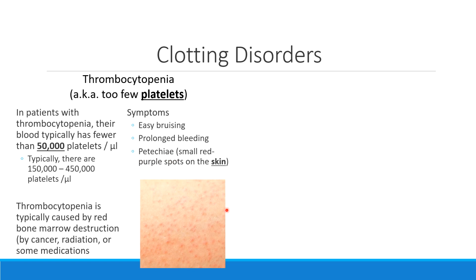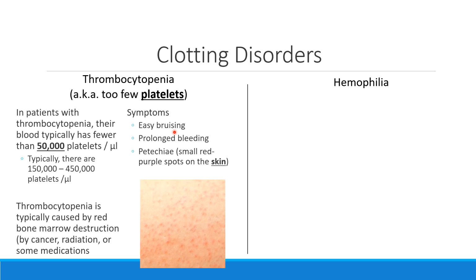So petechiae, like we see in the picture here, are small red or purple looking spots that we find throughout the skin. What causes these petechiae is that the little tiny blood vessels in the skin rupture, but we're not able to close them fast enough. We're not able to make that platelet plug or go through the whole process of coagulation. So if I don't have enough platelets, I bleed longer than normal, I can't patch up my blood vessels, that's petechiae, and also I bruise very easily because my blood vessels will rupture very easily.